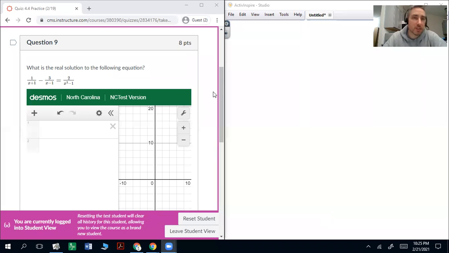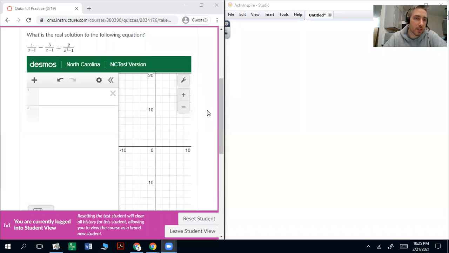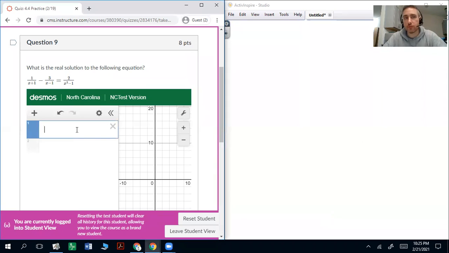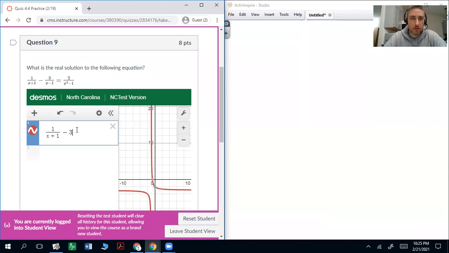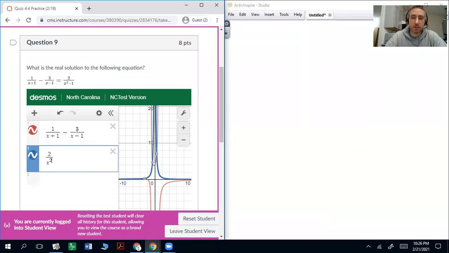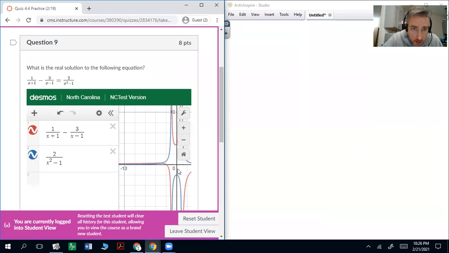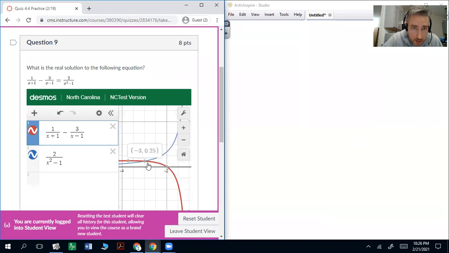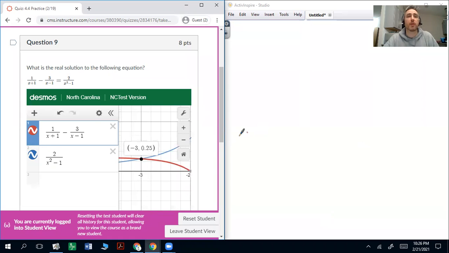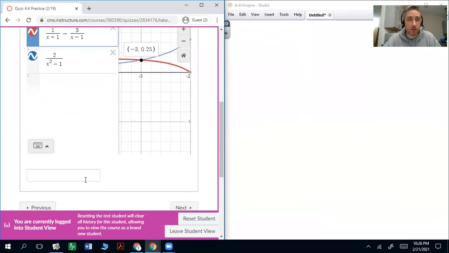Okay, question 9. What is a real solution of the following equation? So it doesn't ask for the extraneous solution. Must put it in the graph. 1/(x + 1) - 3/(x - 1) = 2/(x² - 1). And whoa, I got a lot of things going on here. Look for that point of intersection, and I see one right there at -3. So -3 is going to be my one and only real solution. Now there might be an extraneous solution, but this one doesn't ask for it. So -3 is your answer.